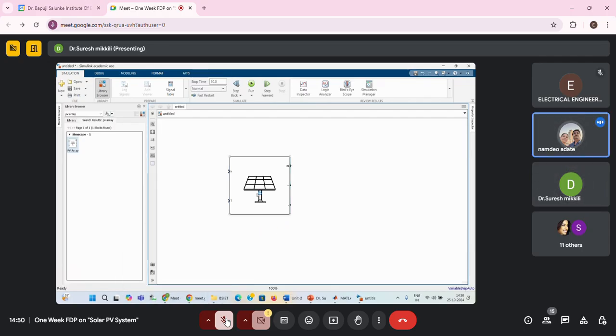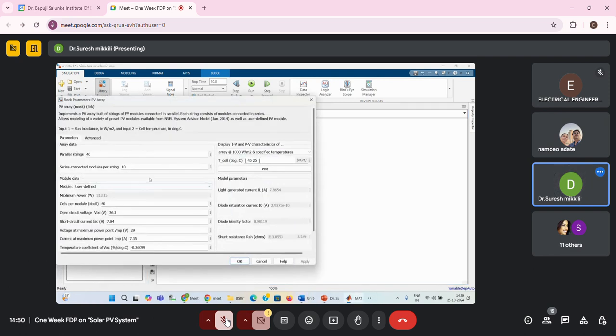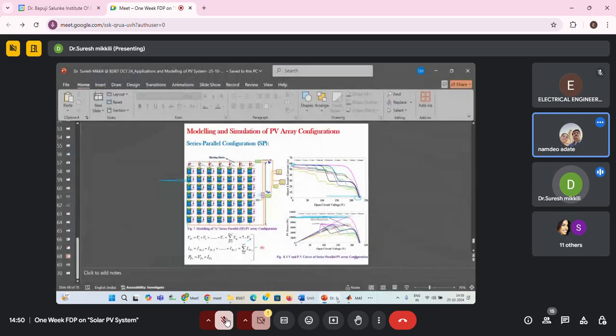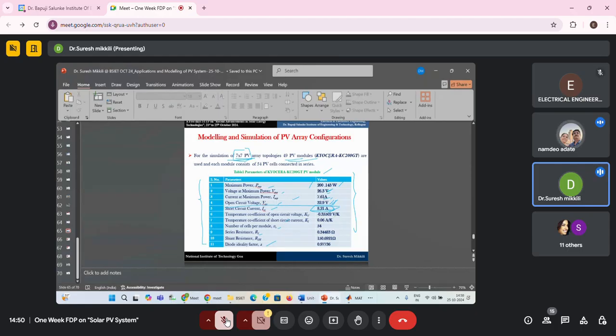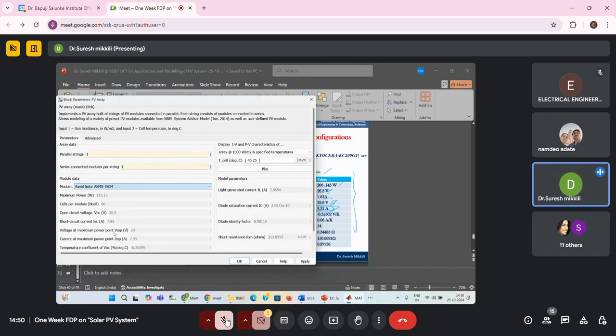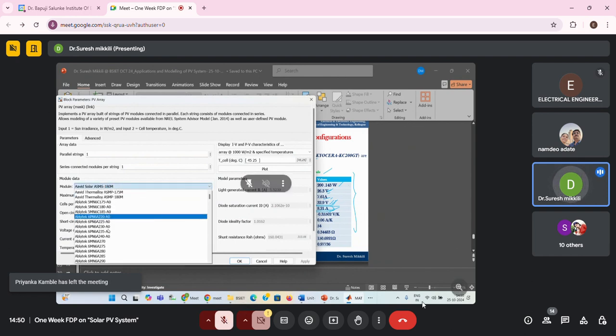Yes, sir. Okay. Now, as I said, you double click on it. Strings you take one, parallel strings one you take. Here user defined is there. Now what I have taken is the previous model which I have shown, Kyocera KC200GT, isn't it? So now I have an option. There are n number of panels. Suppose I take 180 watt, 72 cells. So Kyocera KC-GT I will take.